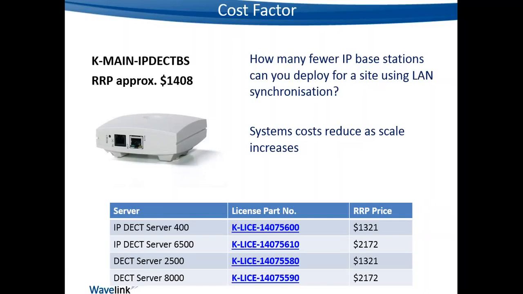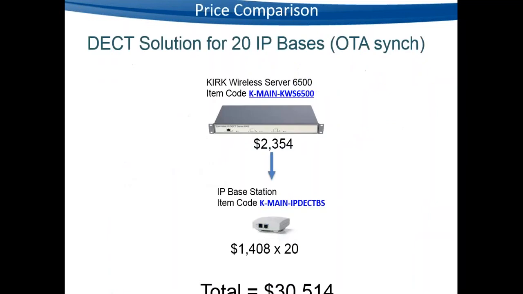So from a cost point of view, the license that you need to support this sync over LAN feature depends on the system you're putting it on. For the smaller system in both the IP DECT range and the standard DECT range, which is the 400 and the 2500, it's $1,321 RRP. And for the larger systems, it's a shade over $2,000. So keep that pricing in mind along with the pricing of the IP base station itself. Let's have a look at one example of how that might look in a real-world environment.